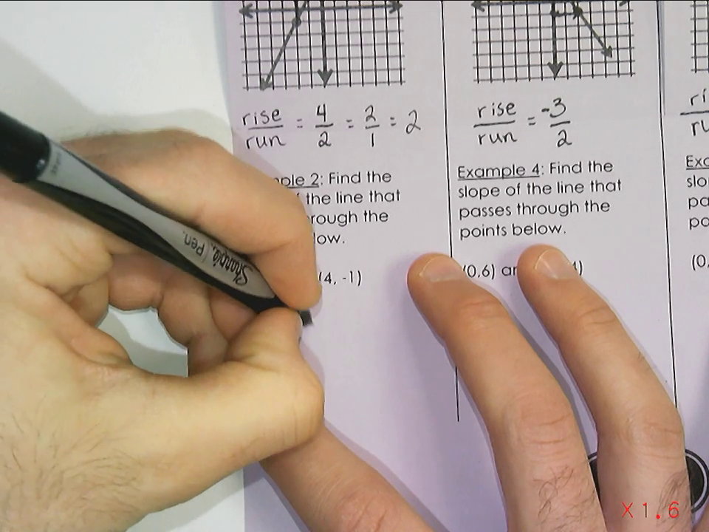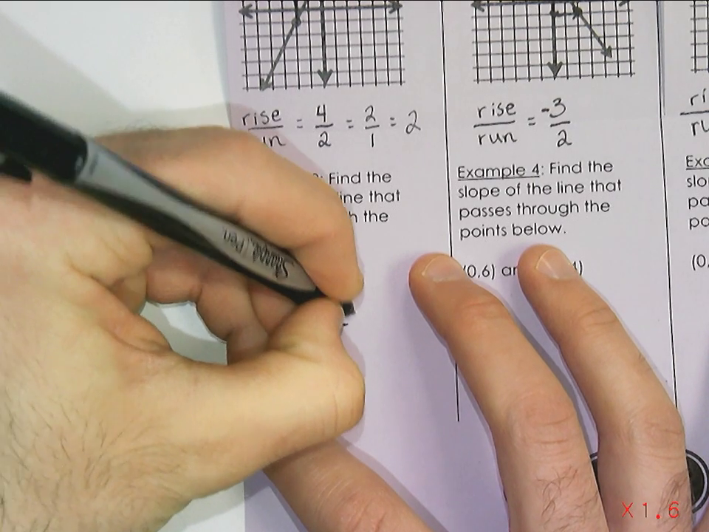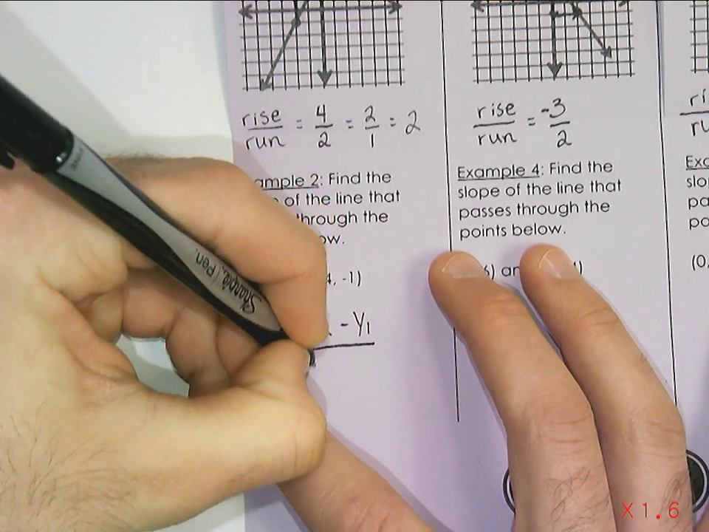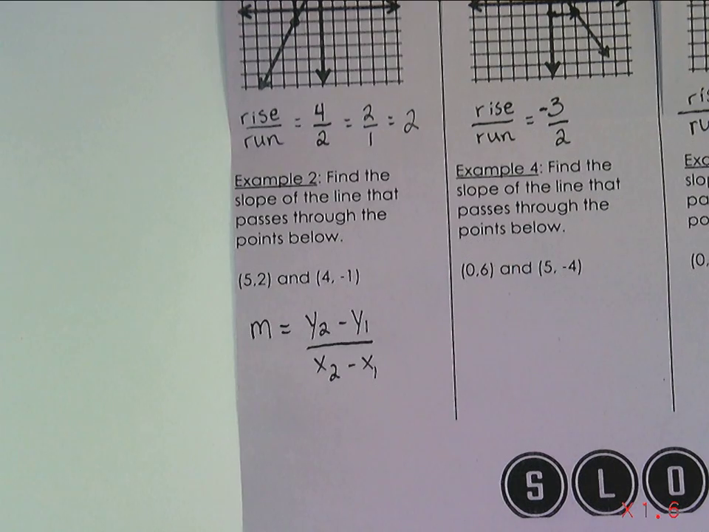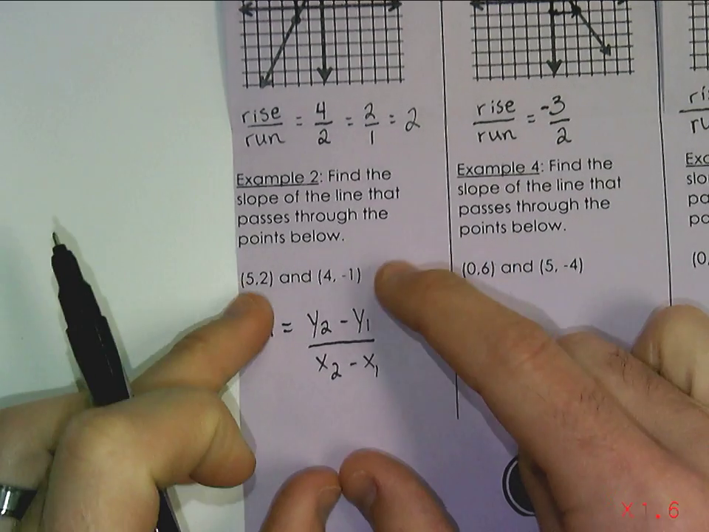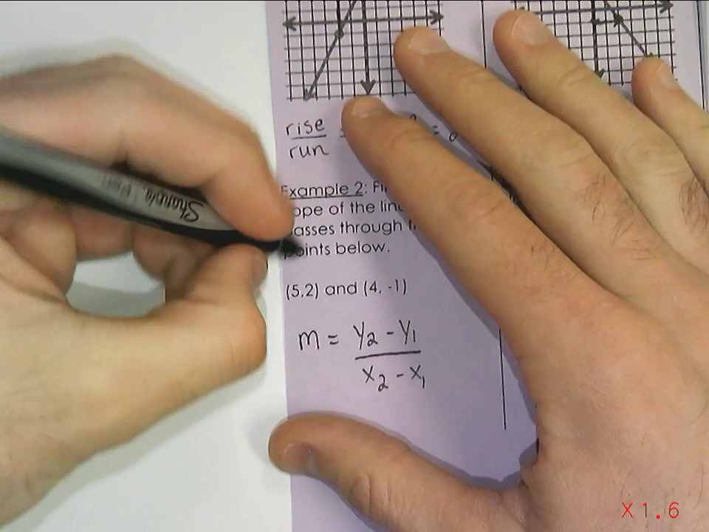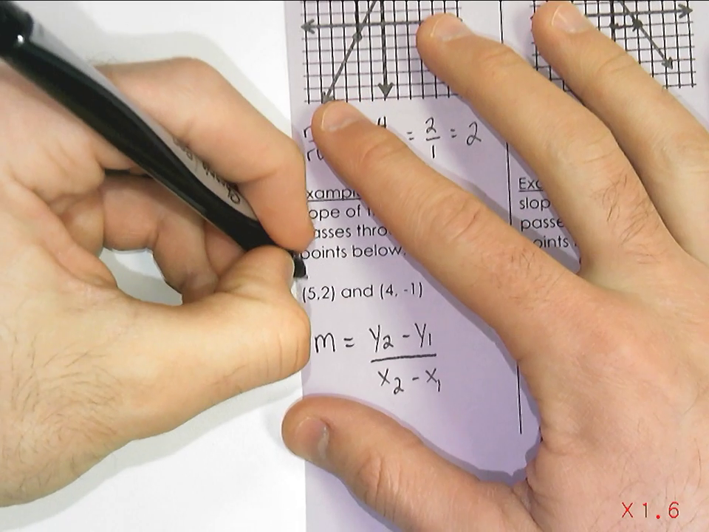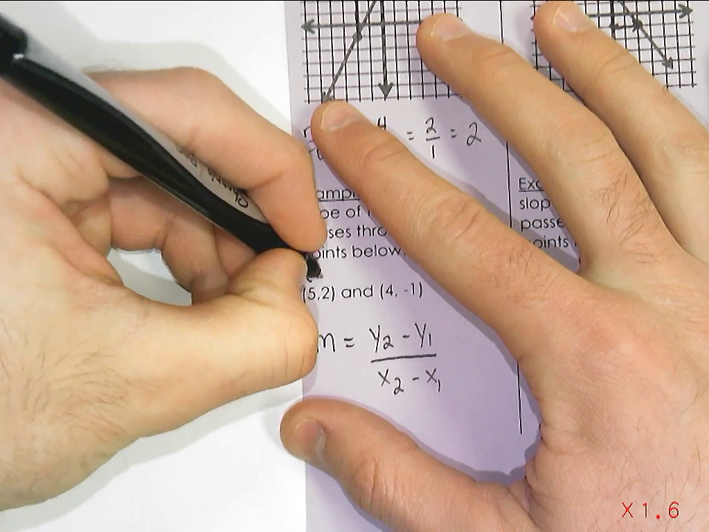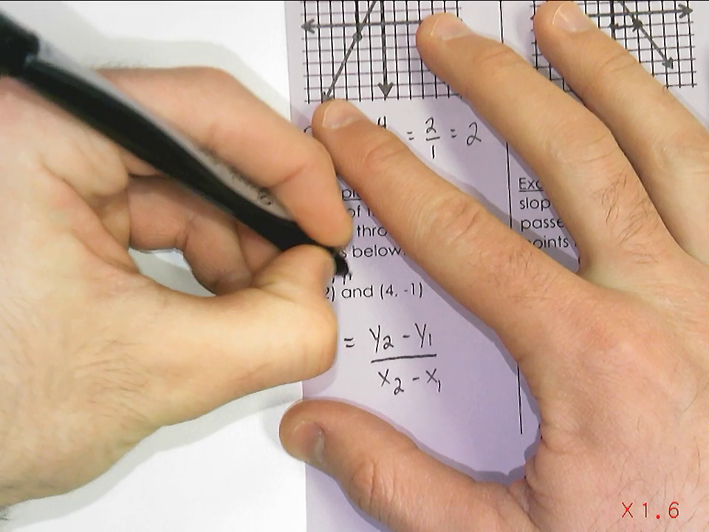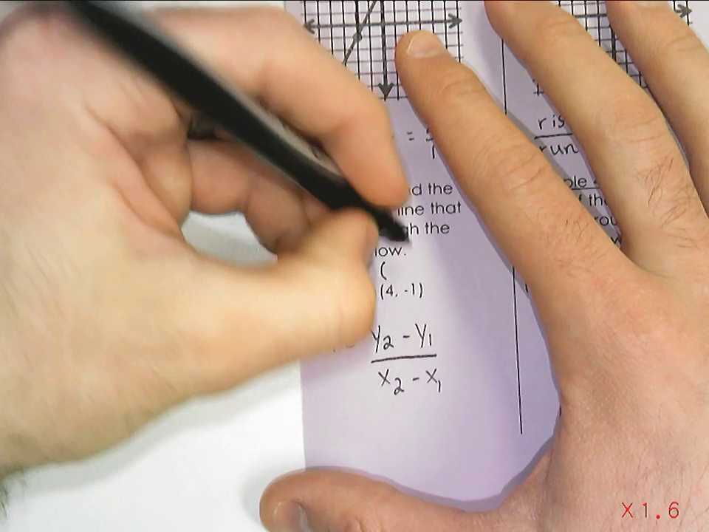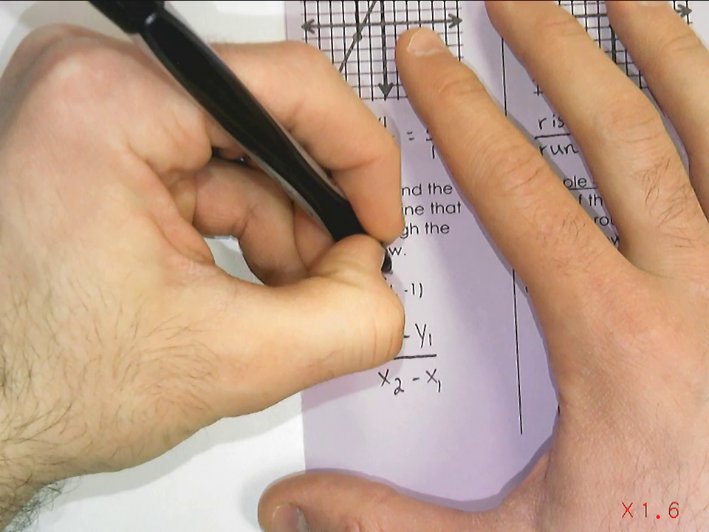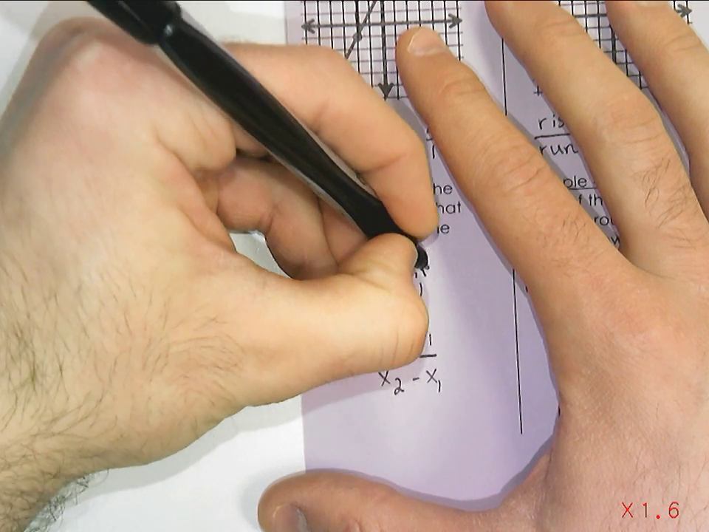So m equals y2 minus y1 over x2 minus x1. And this refers to the points that you have up here, the coordinates that you have. So let's go ahead and label these. So 5, 2, we'll call this x1, and 2, we'll call that y1. And 4, negative 1, we'll call that x2 and y2.